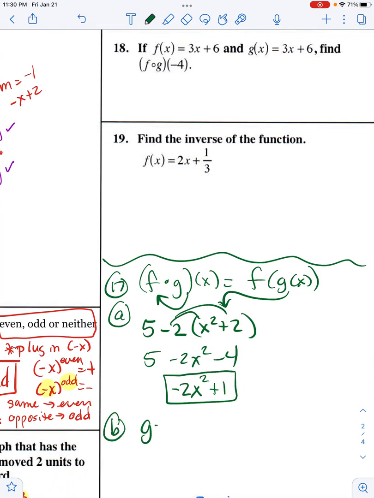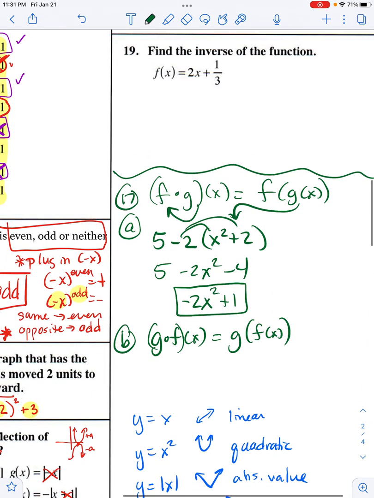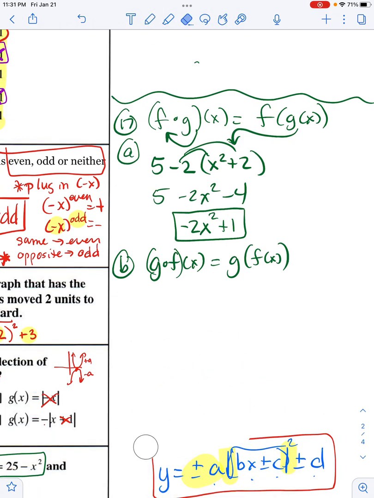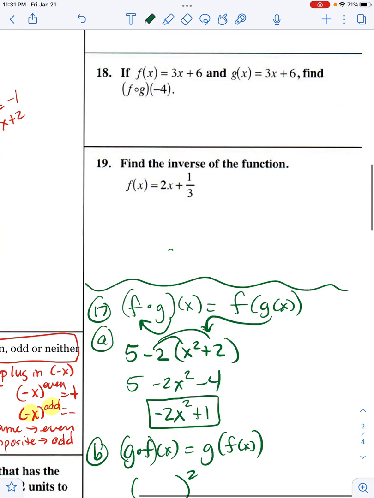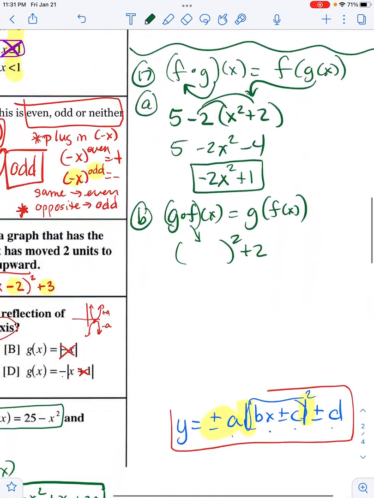Okay, so in part B, I'm going to do the exact opposite, g of f of x, which might be written as a g on the outside because you work your way from the inside out. But g of f of x is going to do the exact opposite thing. It's going to take all of f and plug it in to g. Well, what does g do? One thing that g is going to do is it takes whatever you plug in and squares it, and then it adds 2. Okay, well, what I'm plugging in is function f.